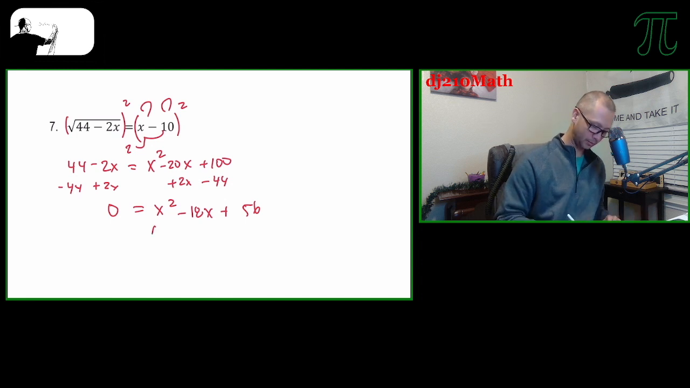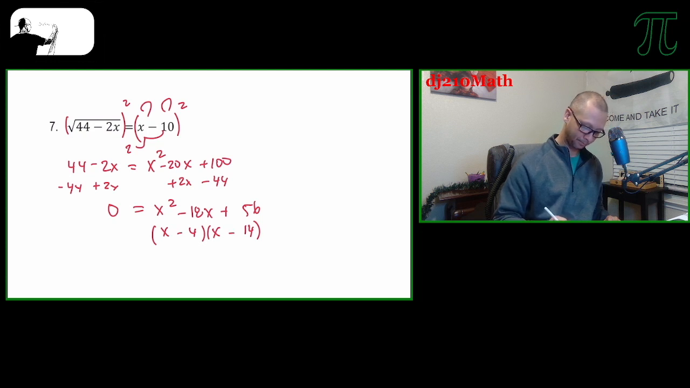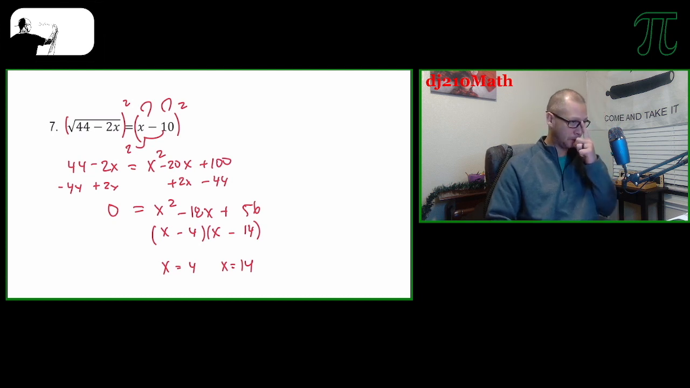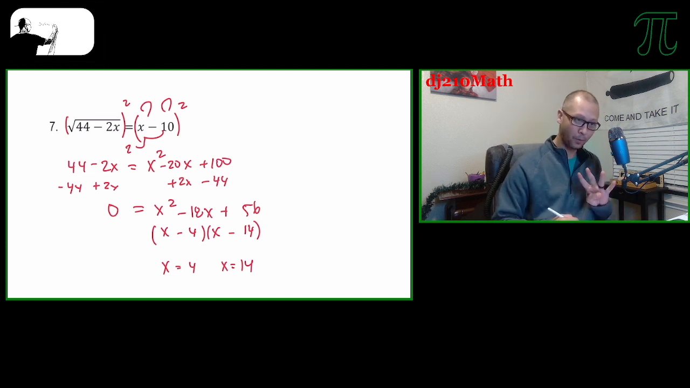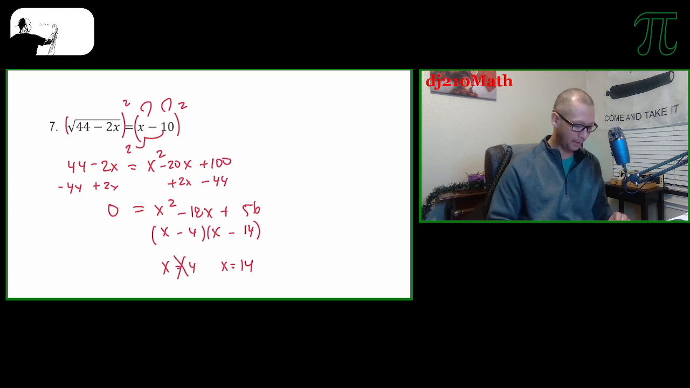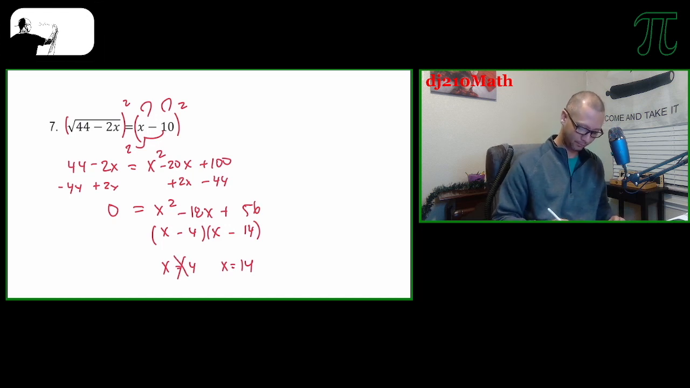Four and 14. Both are negative. X is equal to 4. X is equal to 14. You see which one is not going to work? 4, right? 4 minus 10 is a negative number. Can't work.